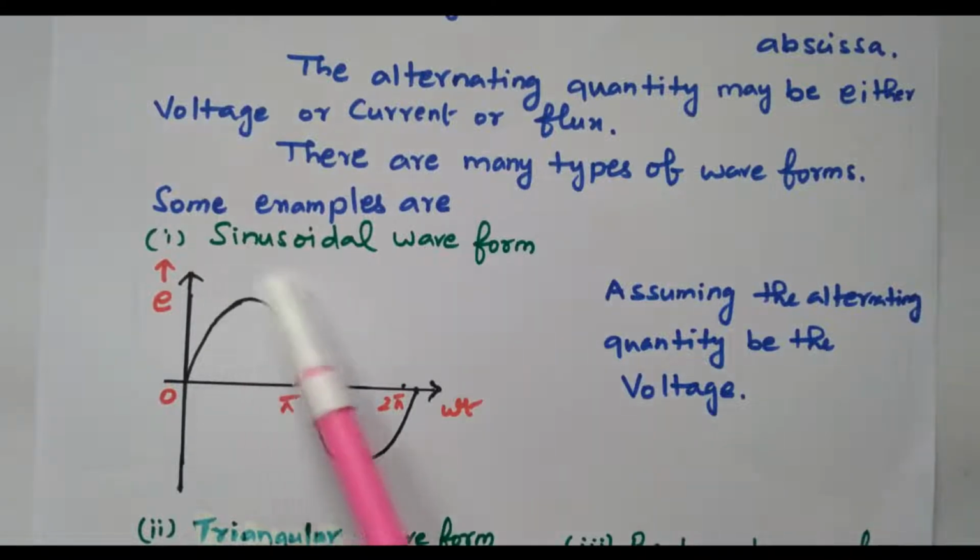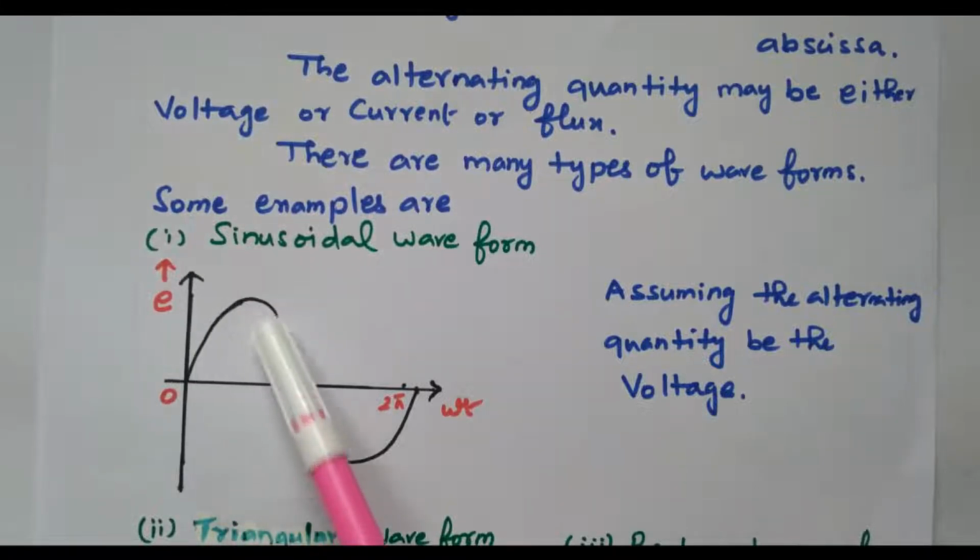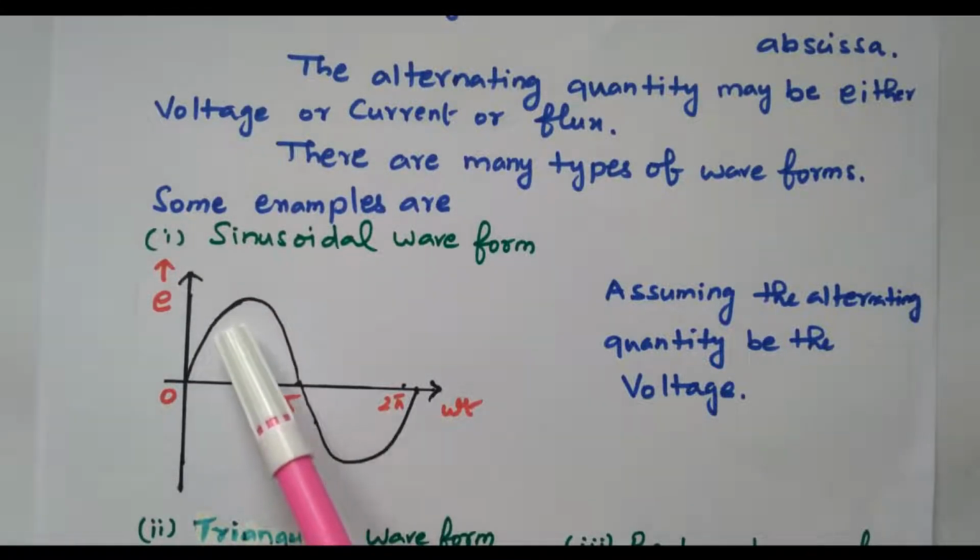First we will see the sinusoidal waveform, sine waveform. This is a graph drawn between time and voltage. You see that from 0 to pi the voltage is positive. From pi to 2 pi the voltage is negative. So we have a positive cycle and a negative cycle, alternating. The voltage alternates between positive and negative.